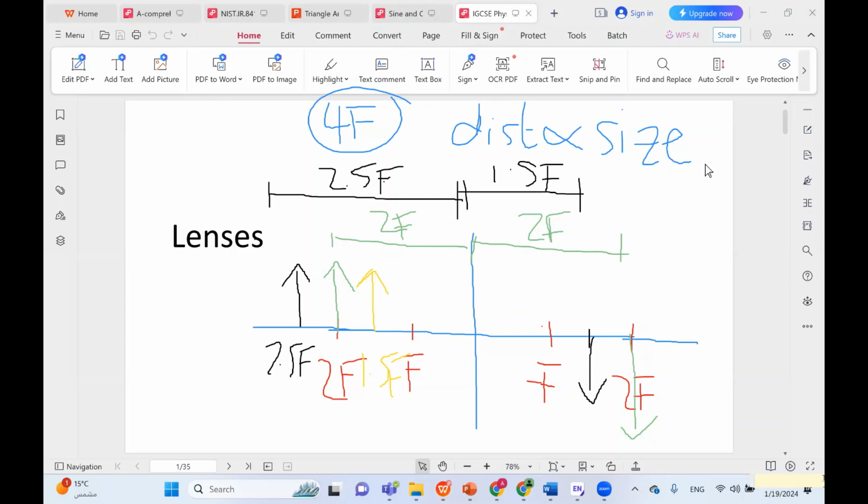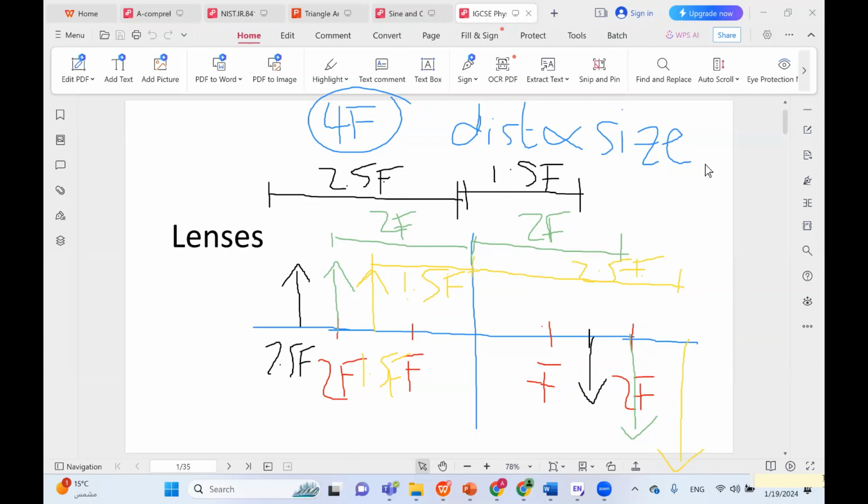Finally, for the yellow object, the distance between the object and the lens is 1.5f. And we said that the total distance is 4. So if we do 4 minus 1.5, we get 2.5. So we have 2.5f here. And since the distance of the image is larger than the object, the size of the image would be larger than the object as well. So this helps us remember three of the cases.